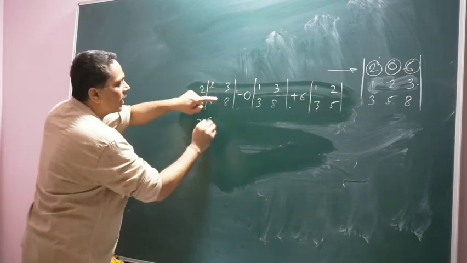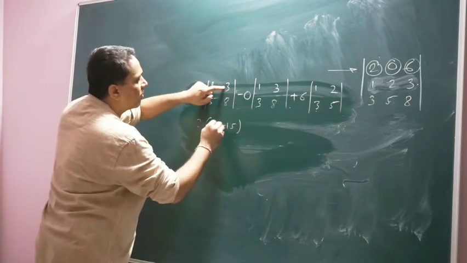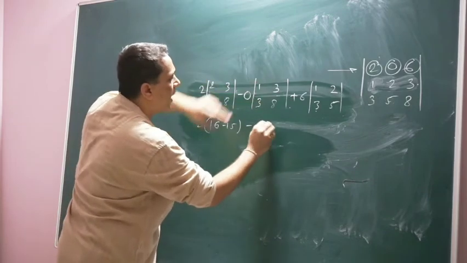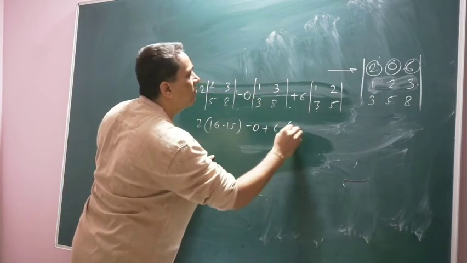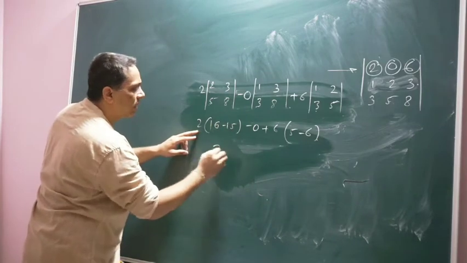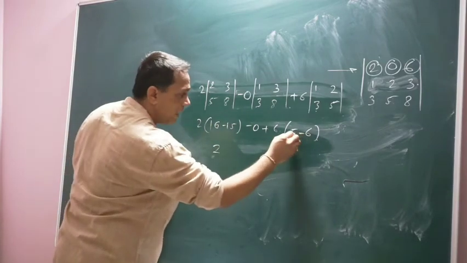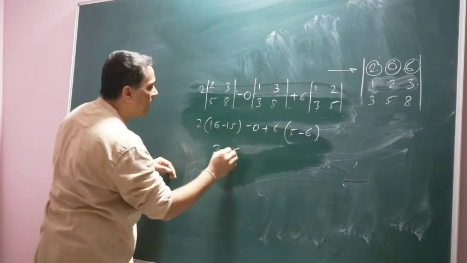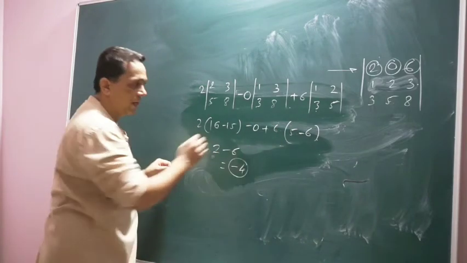2 into 8 2s are 16 minus 5 3s are 15, minus this is 0, and plus 6 into 5 1s are 5 minus 3 2s are 6. So this is 1, 2 1s are 2, and this is minus 1 into 6 is minus 6. So the final answer is minus 4.